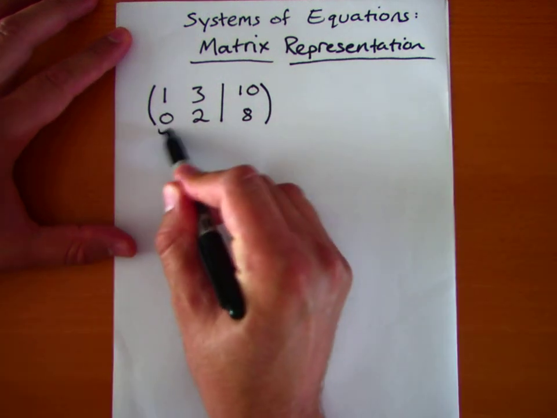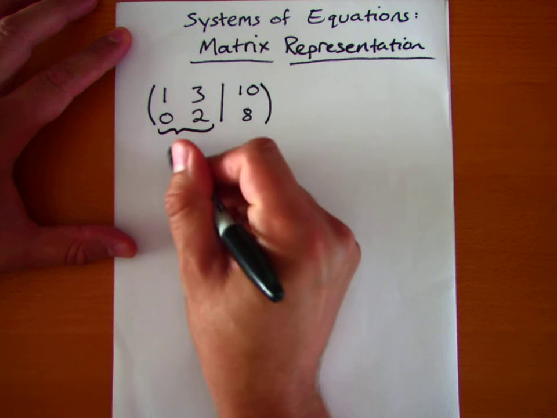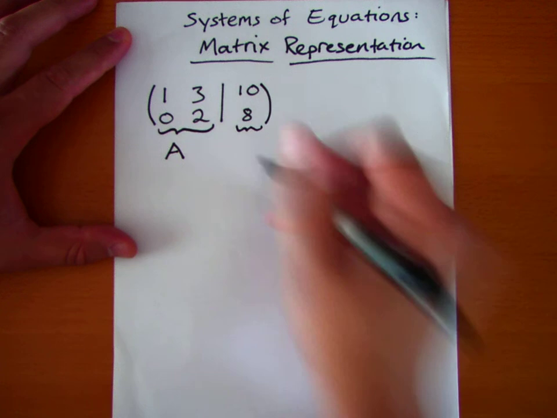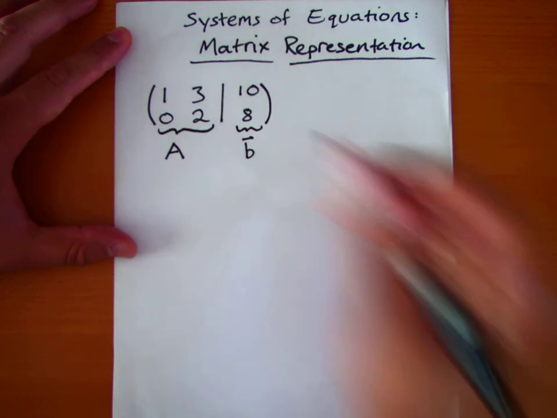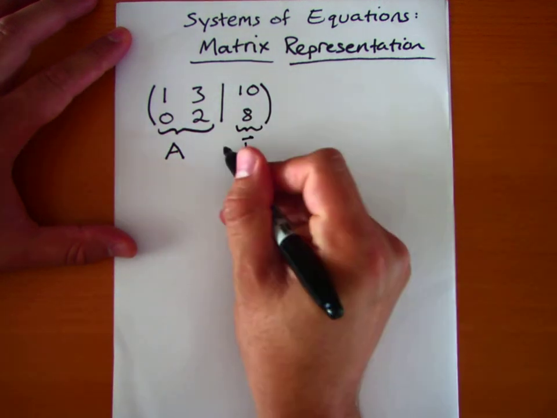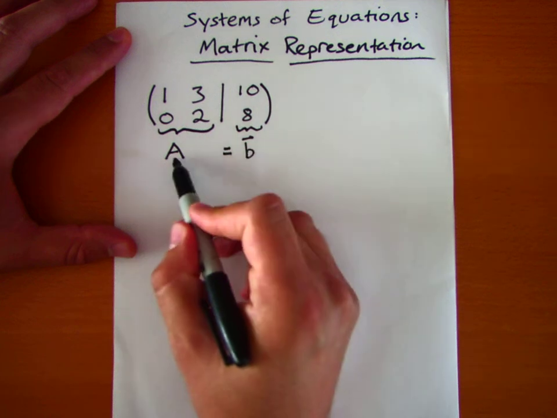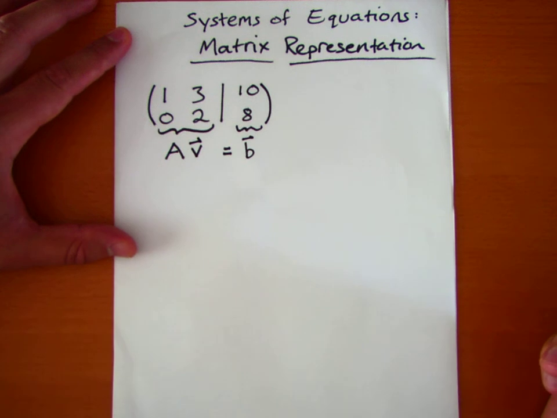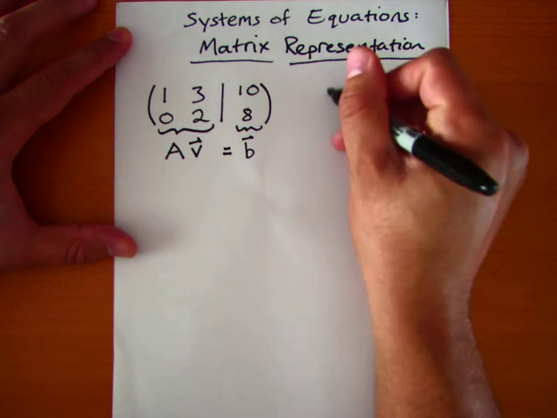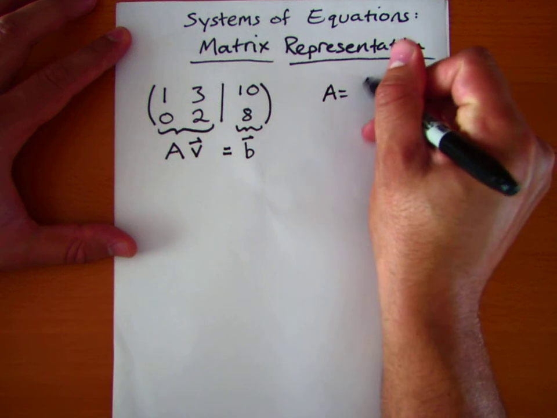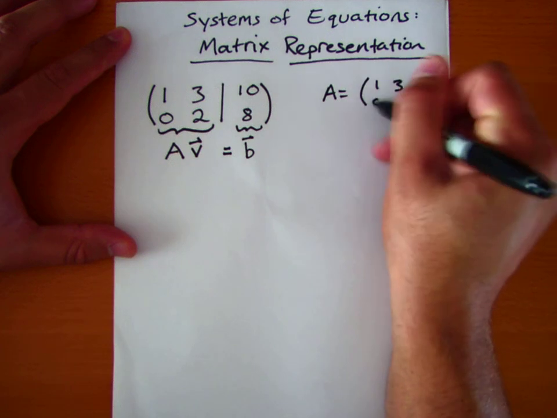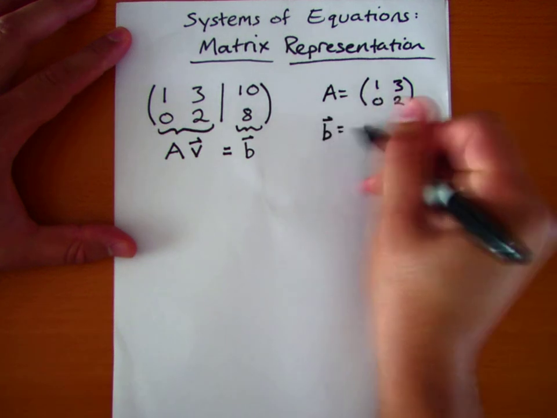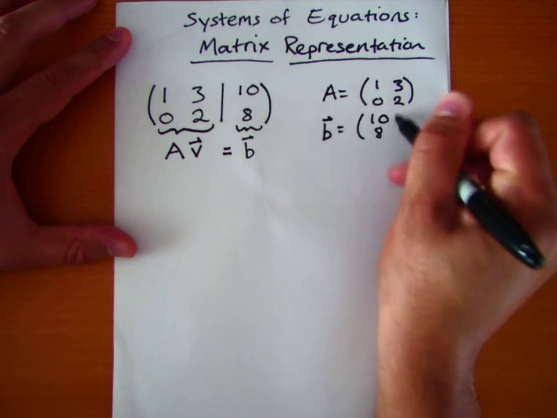If you look at this first part, this 2 by 2 matrix we're going to call A. This 1 by 2 matrix, 10 and 8, we're going to call a vector B. And what the equations are is the matrix A times some vector V is going to equal this other vector B. So in this case, like I said, A is equal to 1, 3, 0, 2. The vector B is equal to 10 and 8.